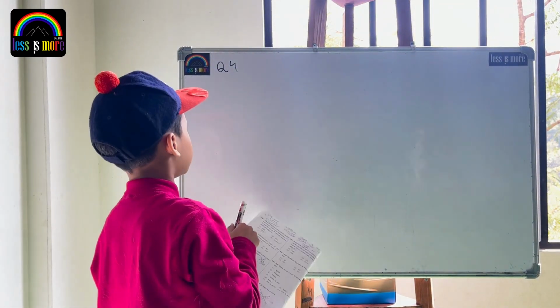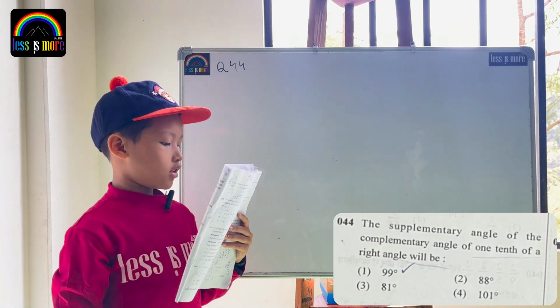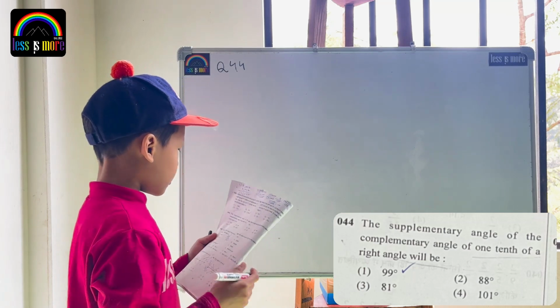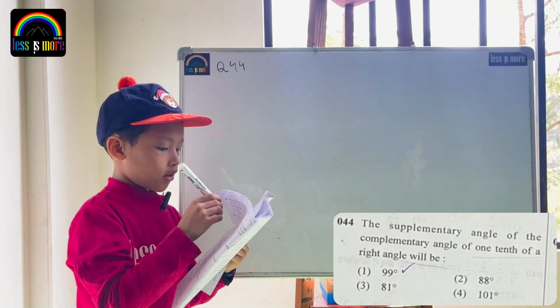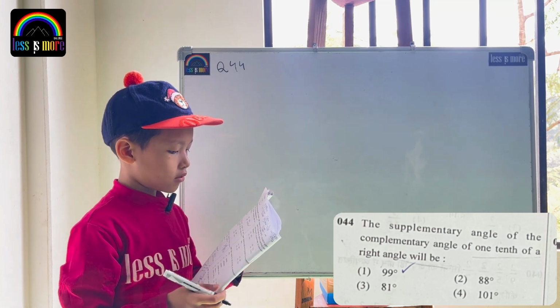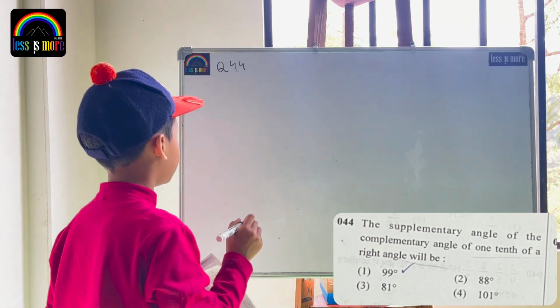In the next question, number 44, it asks: the supplementary angle of the complementary angle of 1/10 of the right angle will be. So we have to find the supplementary angle of the complementary angle of 1/10 of a right angle. First, we should find 1/10 of a right angle.